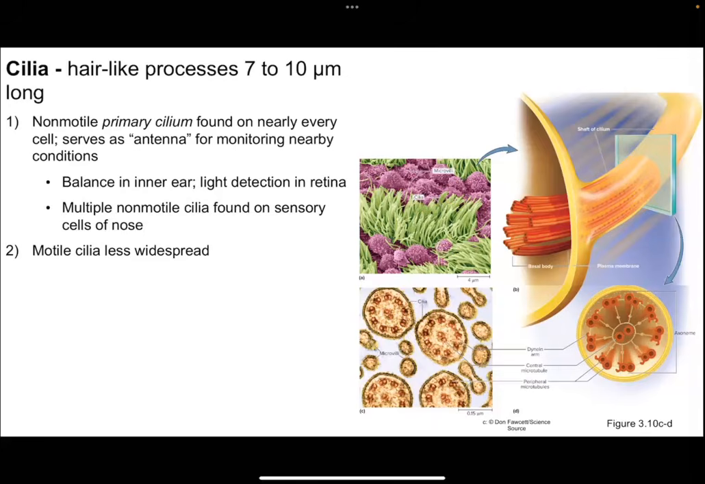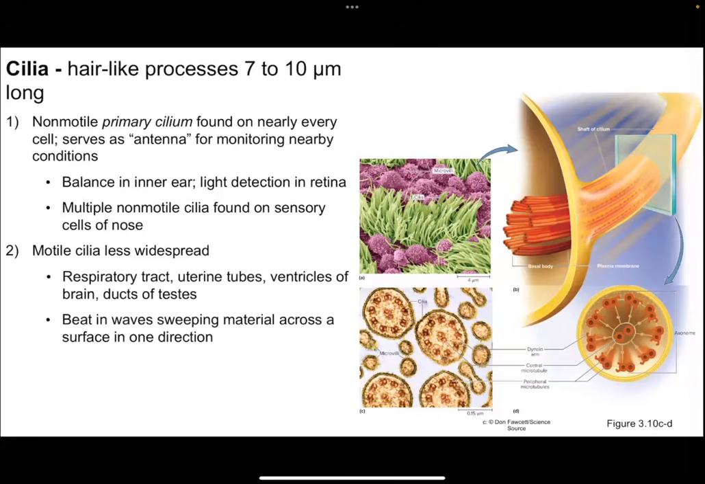The motile cilia you'll find in the respiratory tract, when mucus builds up and you need the cilia to help push the mucus through and get it out of the body. In the uterine tubes, when the egg is coming down, the cilia help push it along. In the ventricles of the brain, where we have cerebrospinal fluid, those cilia also help move that fluid along. And in the duct of the testes, you'll have cilia that help move sperm out of the testes and into the penis.